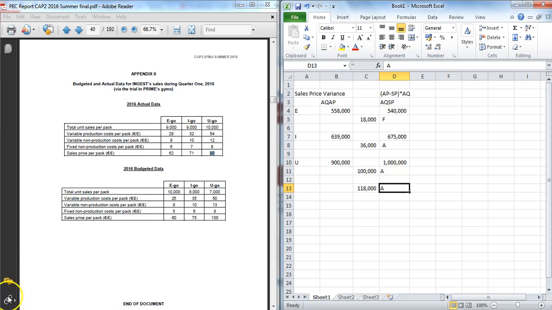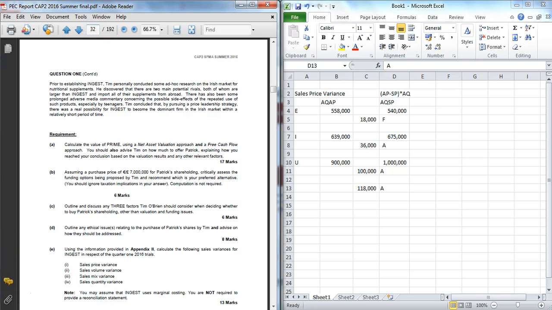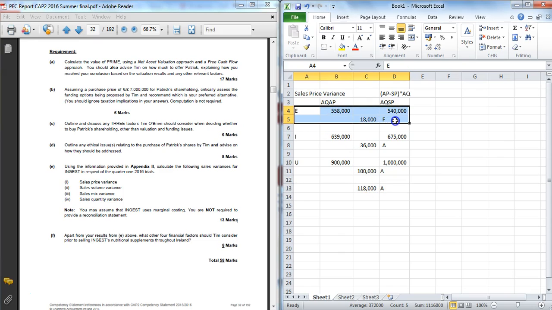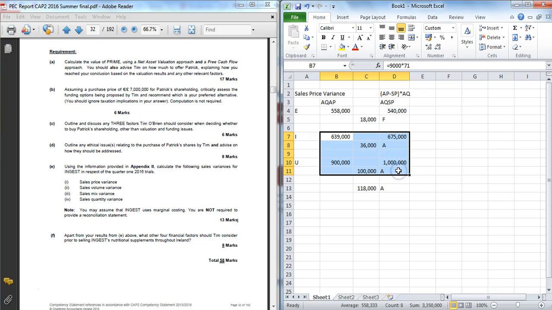Okay? So note, in this question, if we go back to the requirements, you're not actually asked to interpret. So this is core calculations, you don't need to interpret, but just for tutorial purposes, this essentially means that overall, while you did sell Ego at a higher price than budgeted, this was outweighed by selling both IGO and UGO at much lower prices than expected. So the overall sales price variance means you lost out on €118,000 for selling goods at a price less than expected. But of course, the whole relationship in basic economics is if you sell it for a lower price, you hope to get bigger demand. So now the next thing you're looking at is sales volume.